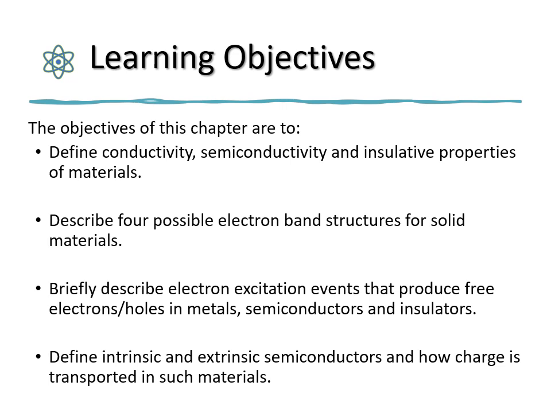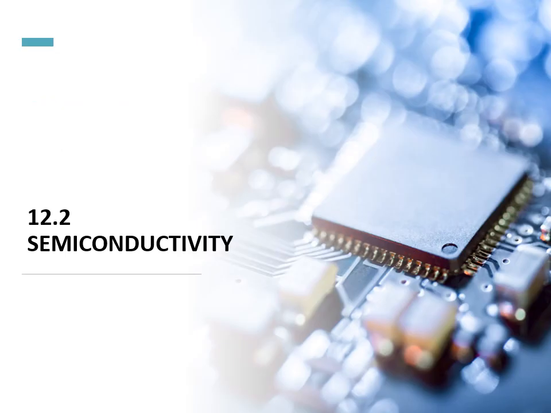In this lecture, we will discuss more about the electron excitation events that produce free electrons and holes in metals, semiconductors, and insulators. Define intrinsic and extrinsic semiconductors and how charge is transported in such material. 12.2 Semiconductivity.